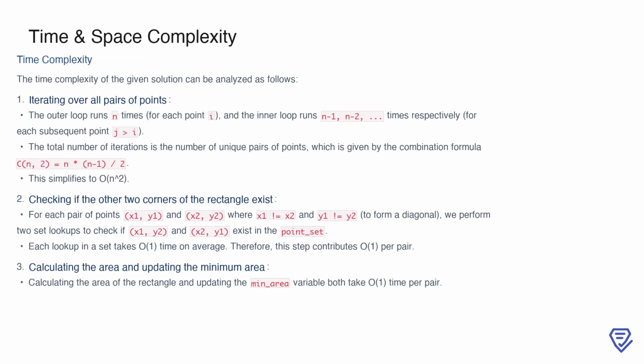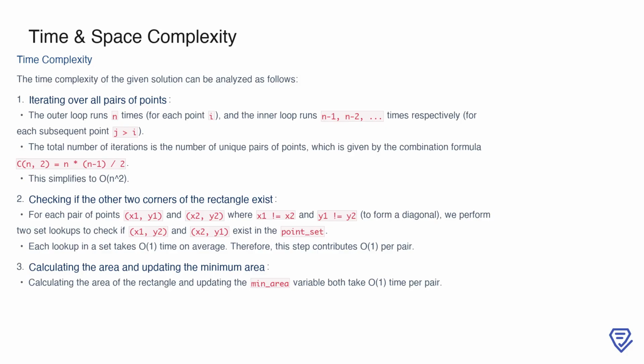Here, we start analyzing the time complexity of the solution. The first step involves iterating over all pairs of points. For each point, we loop through all subsequent points, resulting in a total of n*(n-1)/2 unique pairs. This simplifies to O(n²), which is the cost of this step.